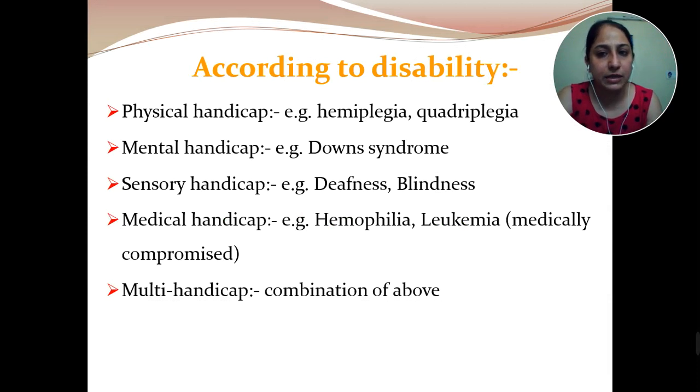According to disability, a physically handicapped child is one who has hemiplegia or quadriplegia. Hemi is one half of the body, and quadri is all the four limbs, unlike paraplegia. Mentally handicapped, example is Down syndrome. Sensory handicapped, that is one or more of the sensory impulses are absent, that is deafness or blindness. Medically handicapped, example hemophilia, leukemia. These come under medically compromised, and multi-handicap could be a combination of any of these above conditions.